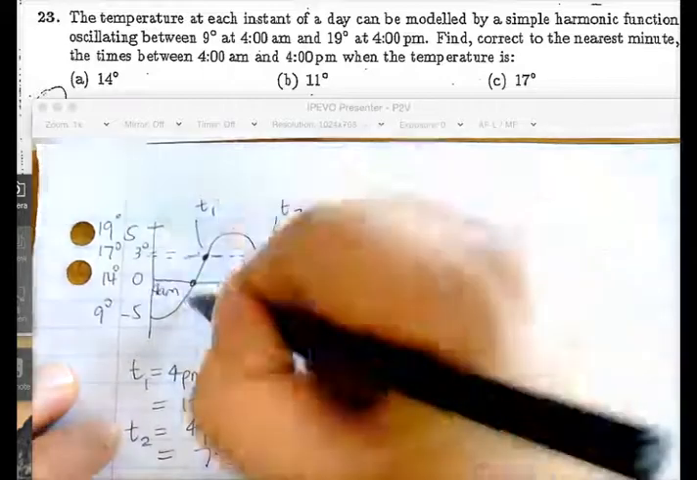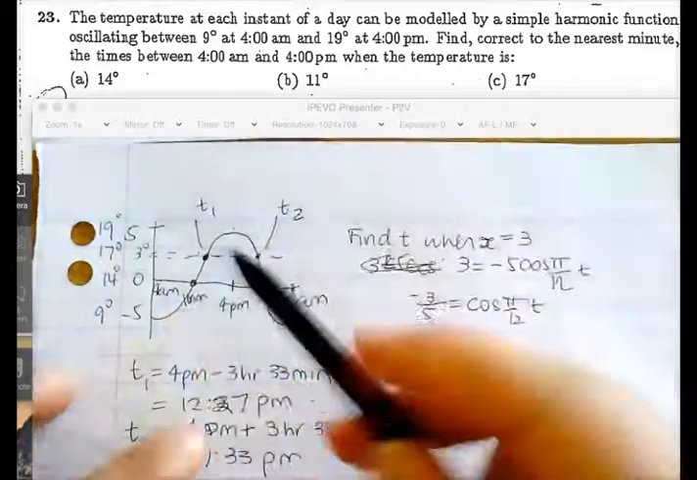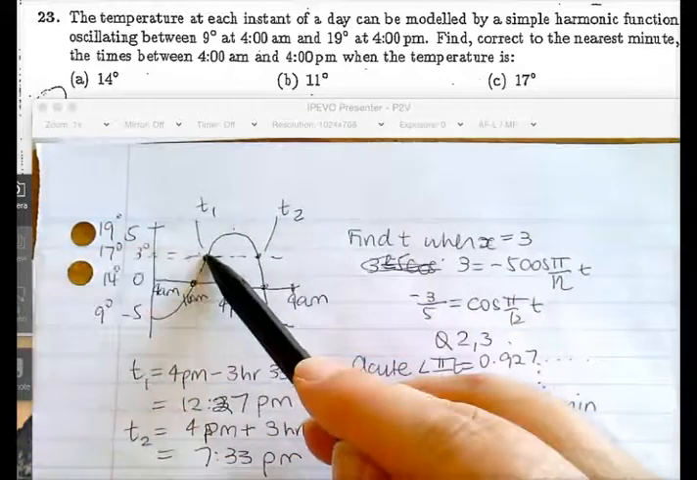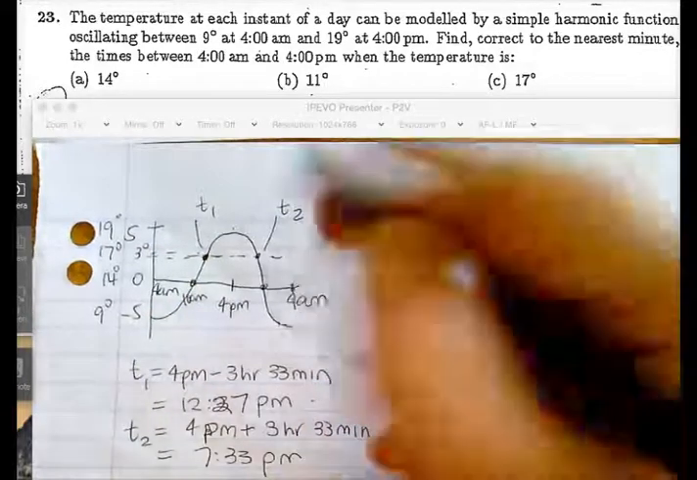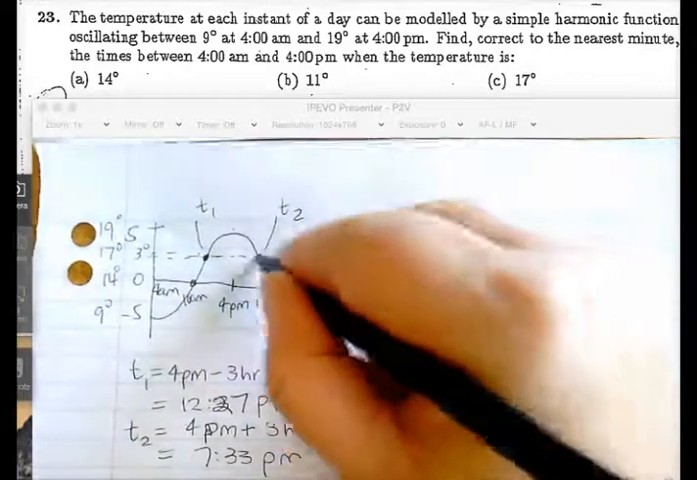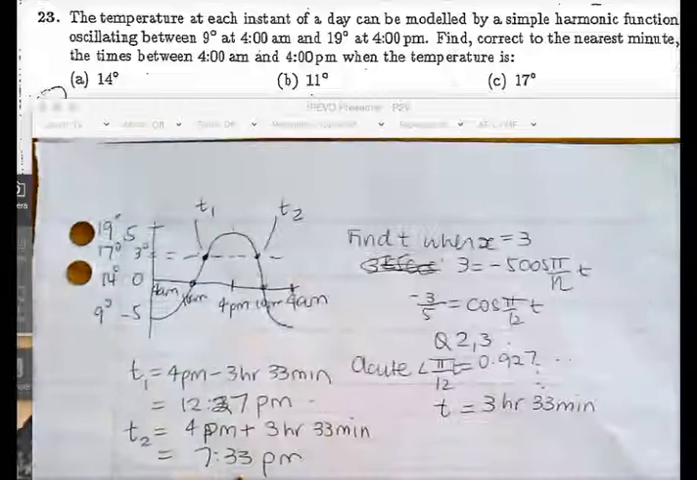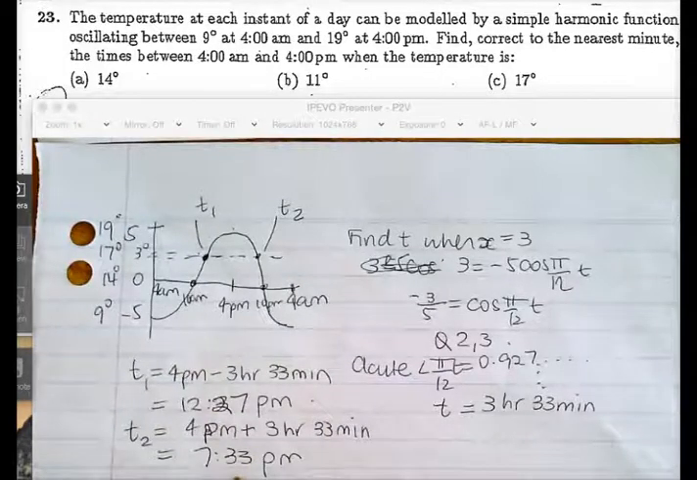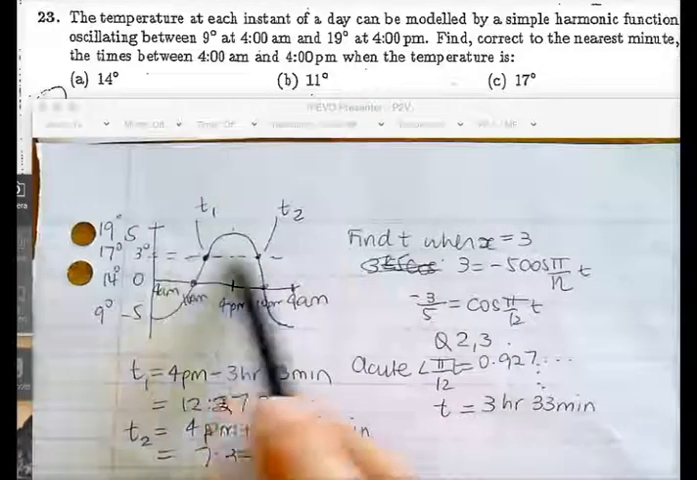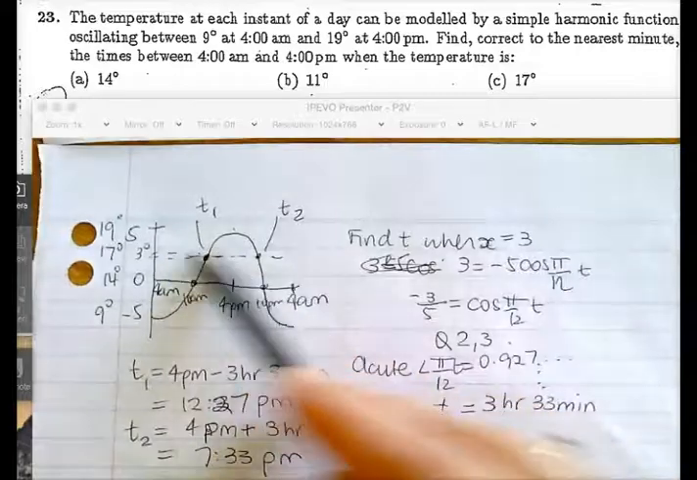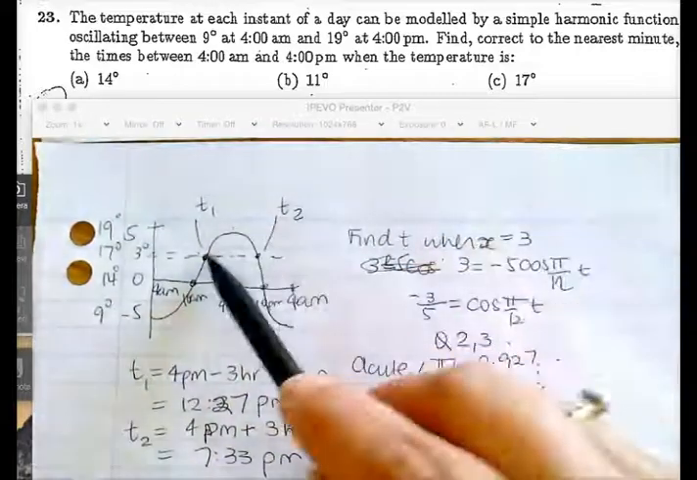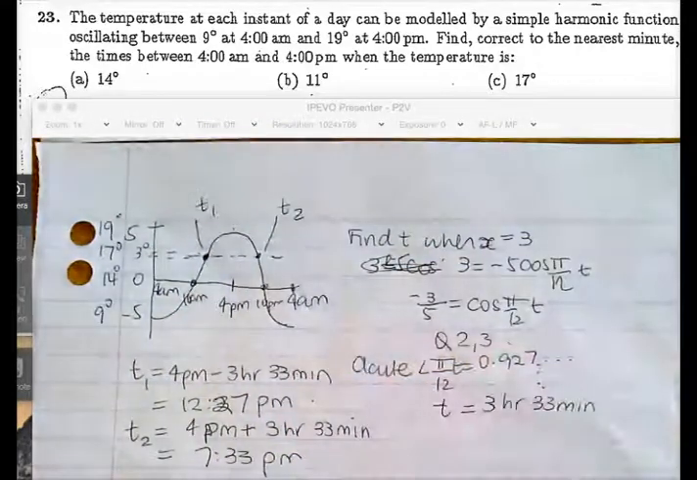So therefore, it makes sense if you look at your diagram. This time is more than 10 a.m., is it? It is. It's 12:27 in the afternoon, makes sense. This time should be less than 10 p.m. and it is. It's 7:33 p.m. So when you do question 24, which is the tide question, the boat will be able to go into the harbour, say, when the water's a certain depth, and you've got to be able to do 2 quadrants at a time.